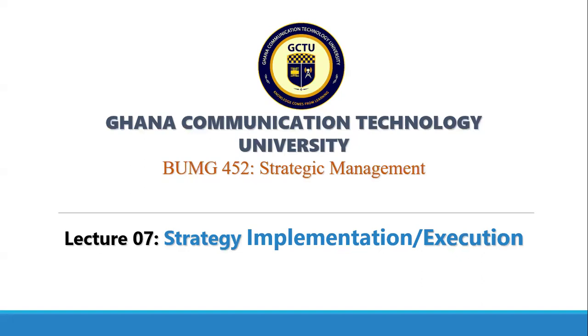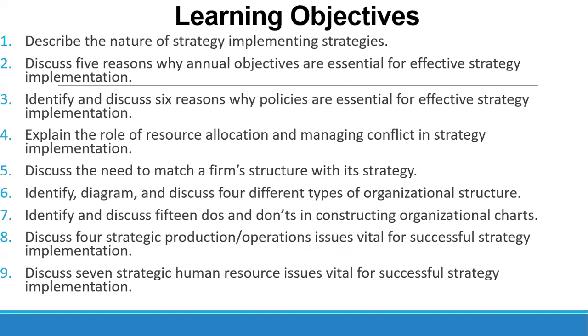Today's class is going to be on how strategies can be implemented. By the end of the lecture, we anticipate to tackle a number of thematic areas, ranging from the nature of strategy and also appreciating why annual objectives are very much relevant when it comes to the implementation of strategy. And we will zero in and finally finish on the seven imperatives of strategic HRM, which are relevant for the implementation of any given strategy.